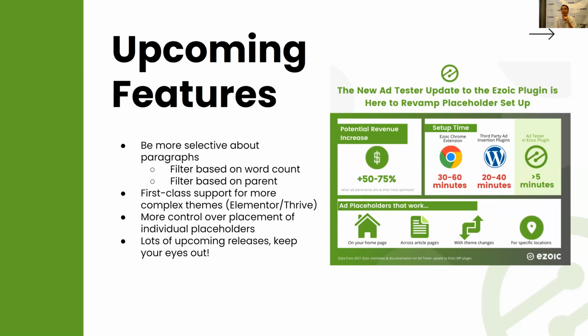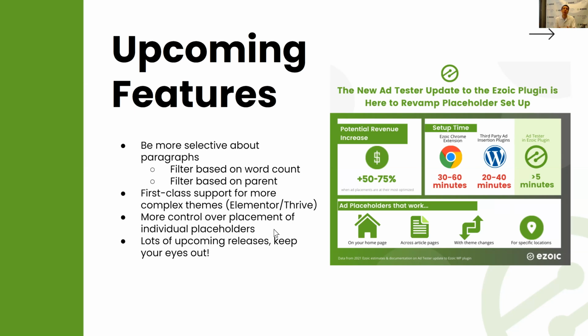Some more complex themes, such as Elementor or Thrive Architect, are way more complex in how they handle content. For example, every paragraph isn't a paragraph, but a block of content treated just like an image or a block quote. So being able to identify what a paragraph is can be very difficult. We plan on adding first-class support for Elementor and Thrive and interacting directly with those plugins in order to best place placeholders. That way, if Elementor decides to rearrange your page, the placeholders should follow.